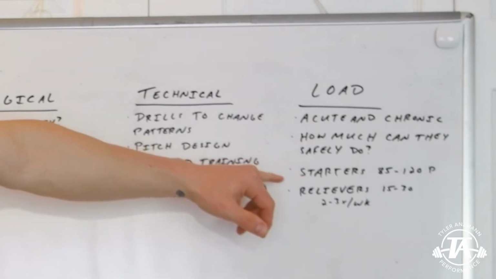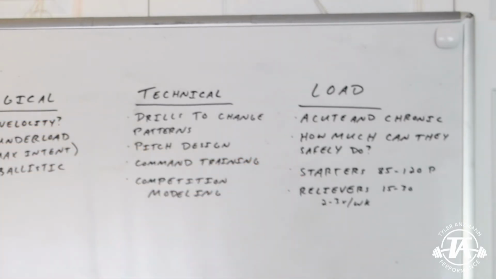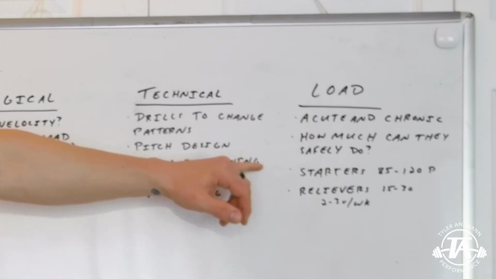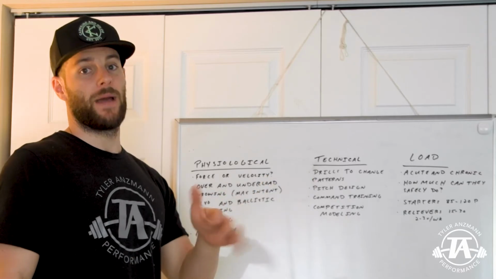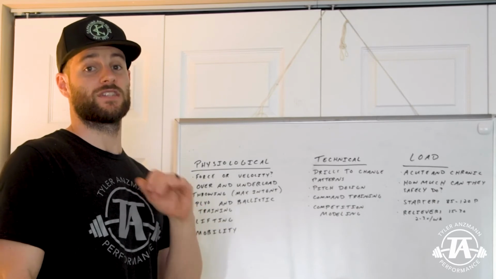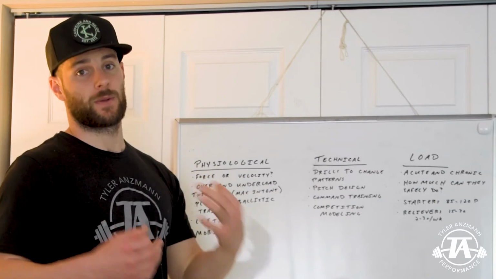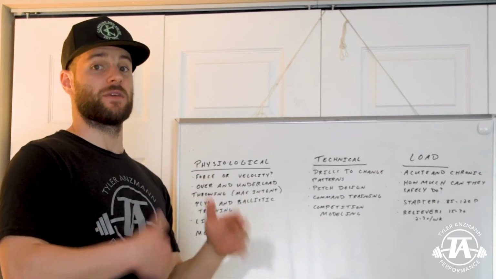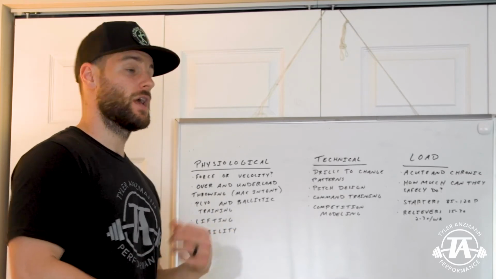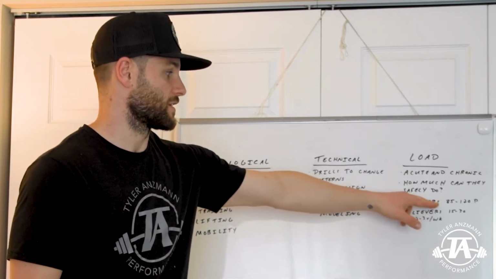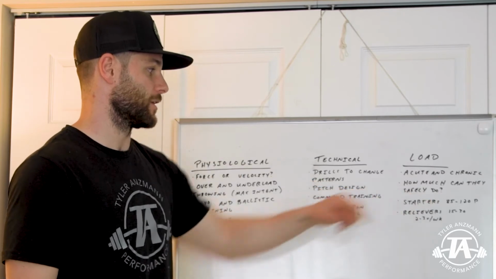Starters are generally going to be asked, from the high school level on, to be able to throw 85 to 120 pitches, and that's probably about once a week or so until they get to the professional level. Then it's probably going to be once every 5 days. So we need to be thinking on that kind of time cycle, and we also need to be thinking on this kind of pitch volume.